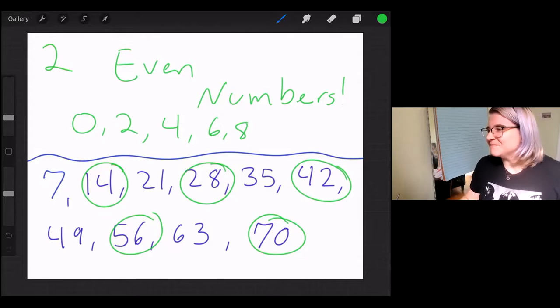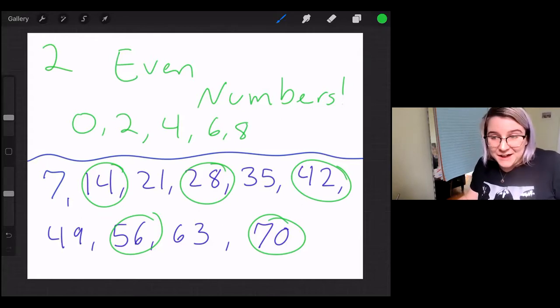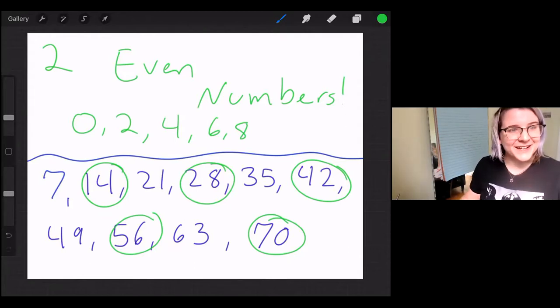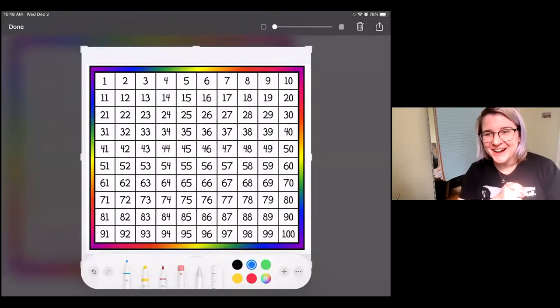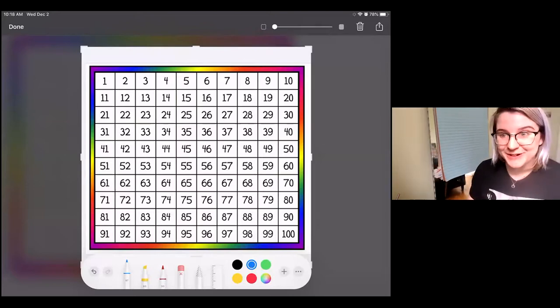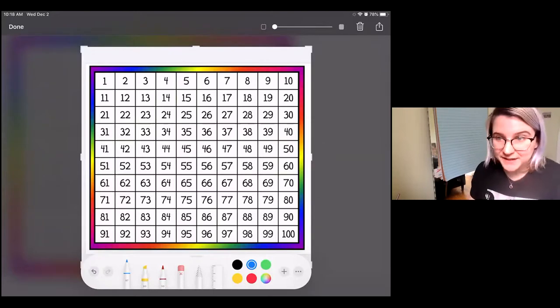Let's move on. Let me see what the next one I was going to ask you about is. Wow. All right. That's the last one I had written down to do as a class, which means that I trust you guys enough to move on to your independent activity. Let me show you what that is really quick. Bam. So in your Dojo portfolios, you're going to find a hundreds chart. This is very similar to what we did yesterday, but it's going to be a little more involved. We're going to really look at all the patterns that we notice.